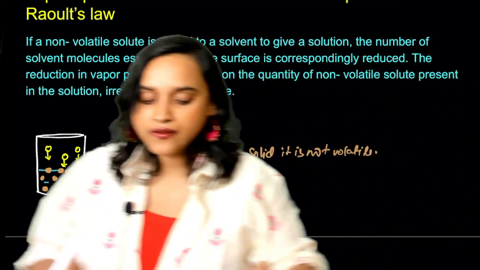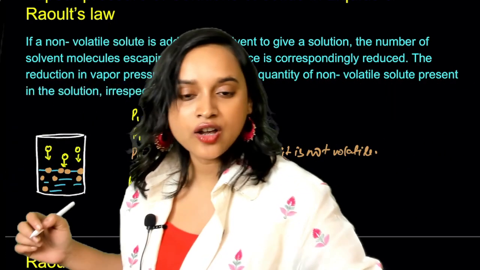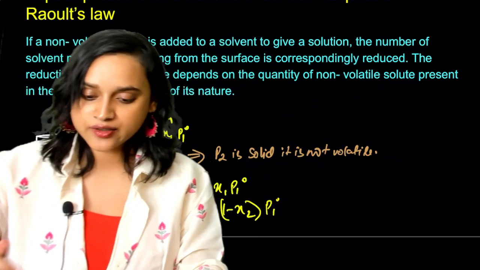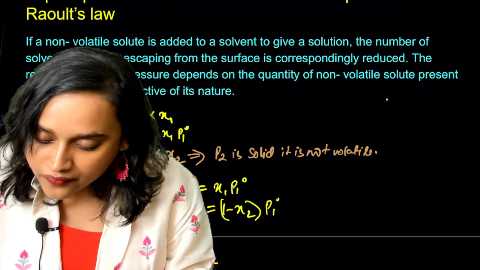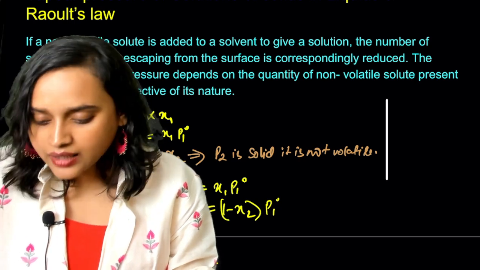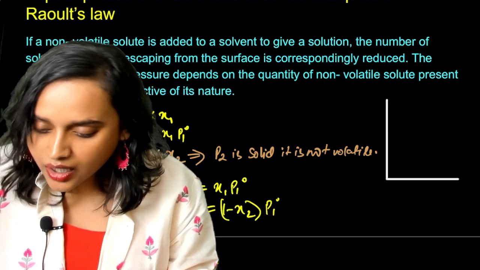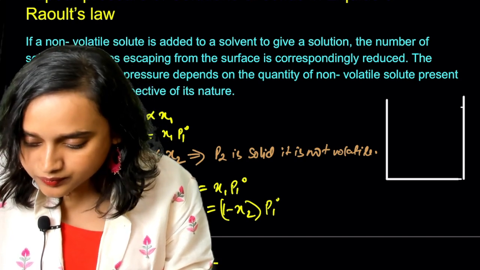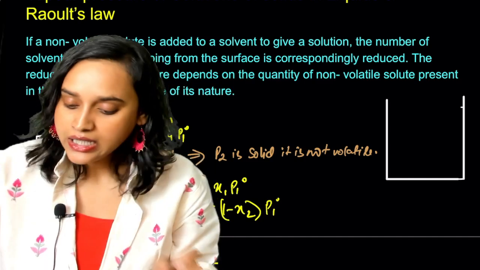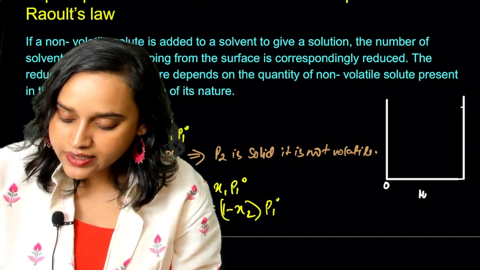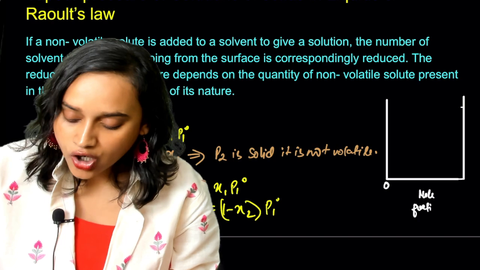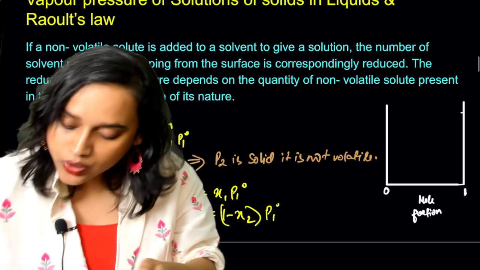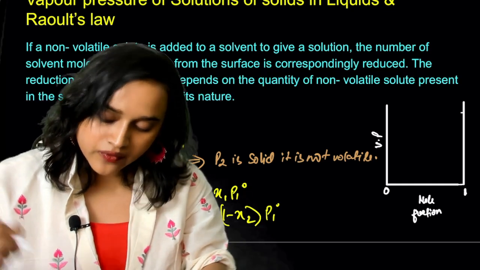Acha. Now if I have to make the graph for this, please take a look at it. Once again, I'm going to do the same thing and make the graph like this. This time, however, I'm making it a little smaller. Now suppose this is mole fraction 0. On the x-axis we are taking mole fraction, and here it is 1. And on the y-axis we are taking vapor pressure.